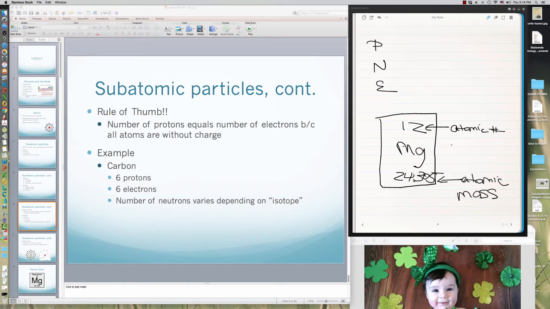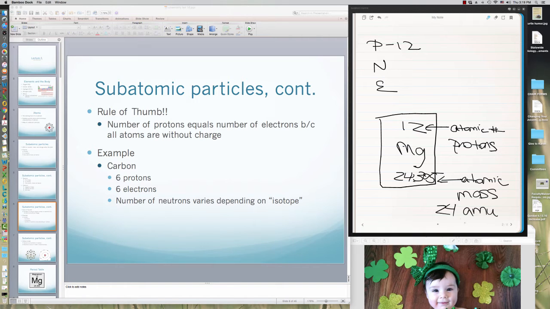And so the atomic number tells you how many protons are present in that particular atom. So the fact that magnesium has an atomic number of 12 means that there are 12 protons. And the atomic mass tells you that the particular atom weighs 24 atomic mass units.